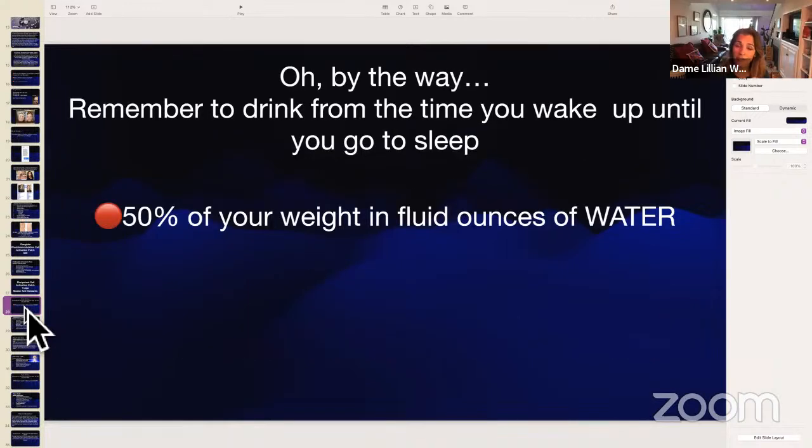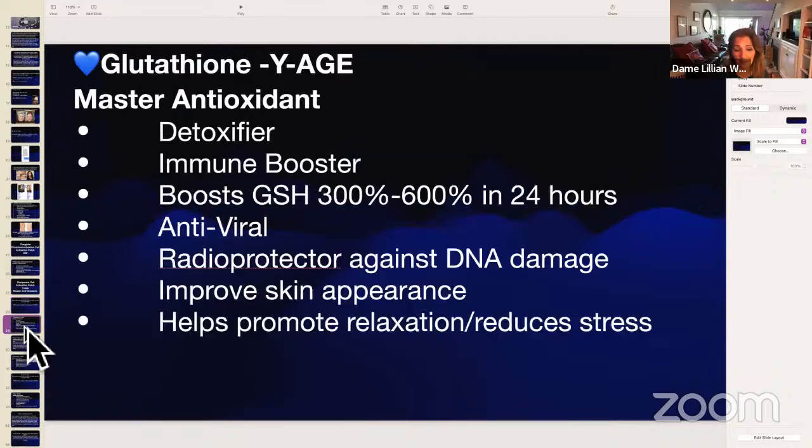Okay, so just a reminder, drink 50% your weight in fluid ounces of water from the time you get up till the time you go to sleep, okay? Glutathione. So we're going to go over real quickly these next 3 patches, and then we're going to wrap it up and then answer whatever questions you might have.